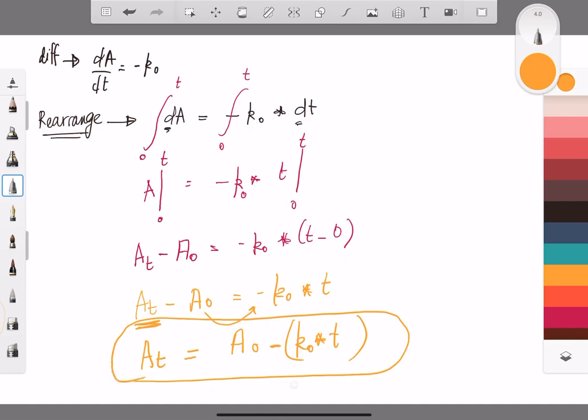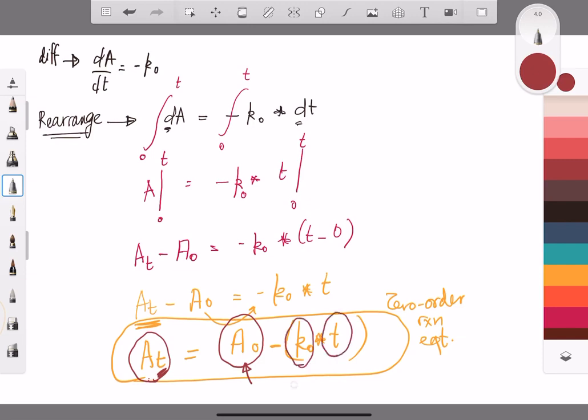So this would be our equation that represents the zero order reaction, where At is the amount of the drug, in our example, the amount of the drug at time t. A naught is the amount of the drug at the initial time or time equals 0. K naught is the zero order rate constant that we are talking about here.